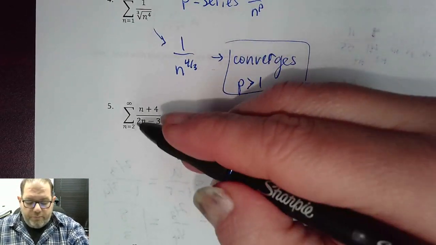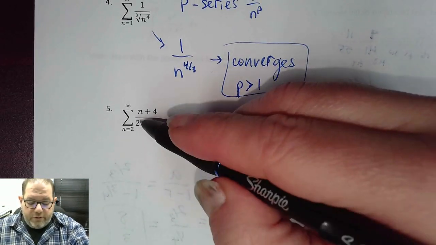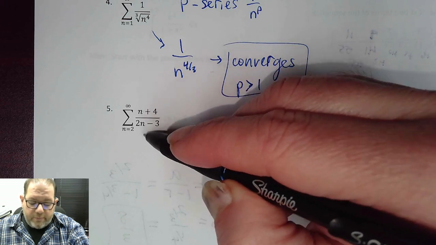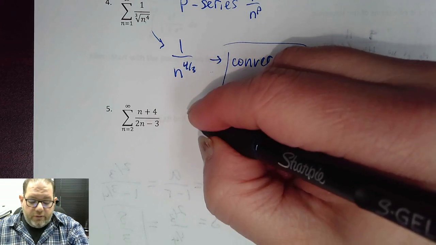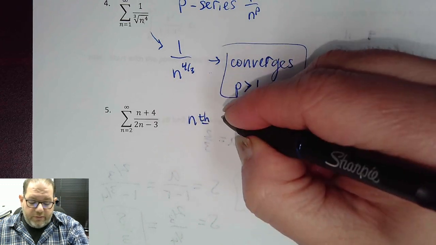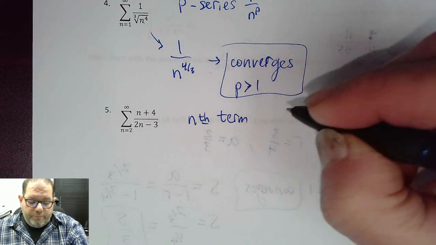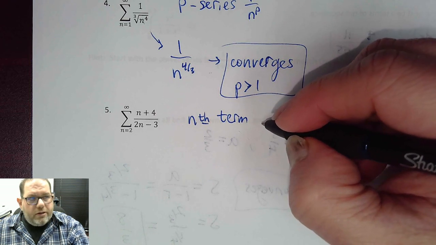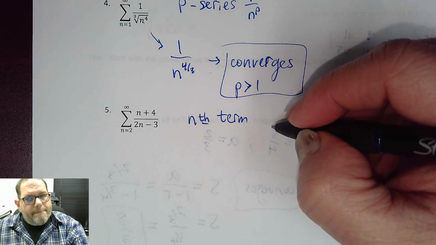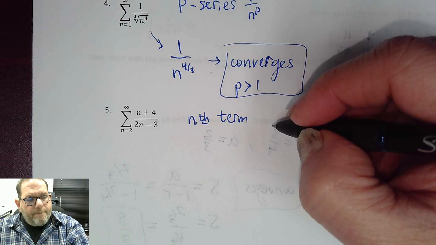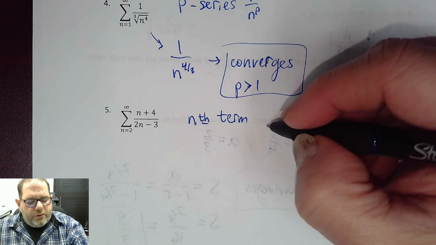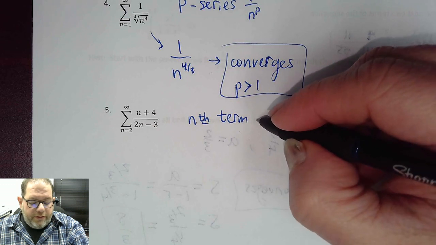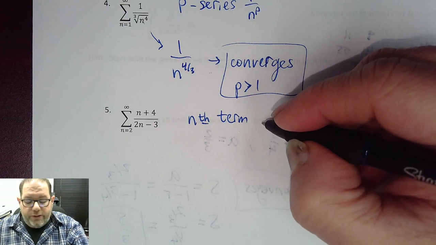So 5. Probably the easiest way here is looking at the two terms. They actually have the same exponent top and bottom. So I'm going to say nth term test. We might look at that and think limit comparison. And I guess that would work. I don't know, it'd be kind of weird. It would probably work, but it's just going to be so much easier if we do the nth term test.